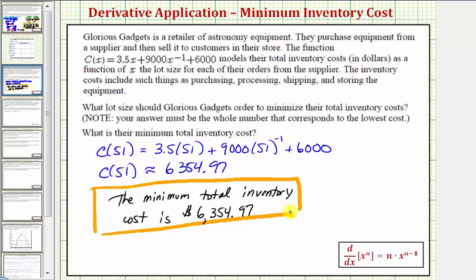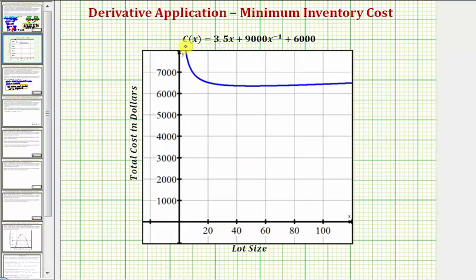Before we go, let's go ahead and verify this result graphically, and we'll do this by analyzing the graph of C of x. So our cost function C of x is graphed here, and we found using the first derivative test that we had a minimum function value at x equals 51, which is approximately here at this low point.